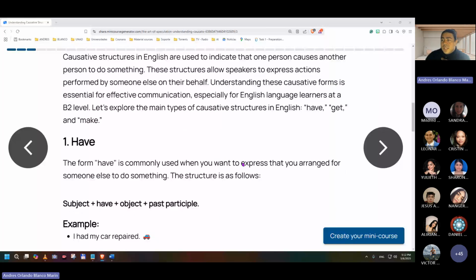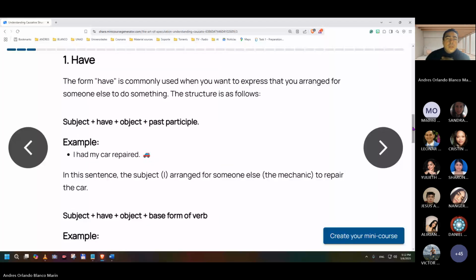So the first one is have. What does have mean as a verb? What does have mean in Spanish? Haber, that's the auxiliary verb. The auxiliary verb, haber, but as a verb, tener. Tener as a verb, haber as an auxiliary verb. So it's very important to use have as an auxiliary verb.